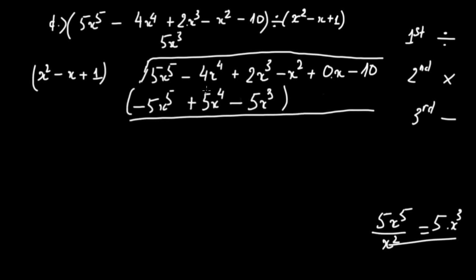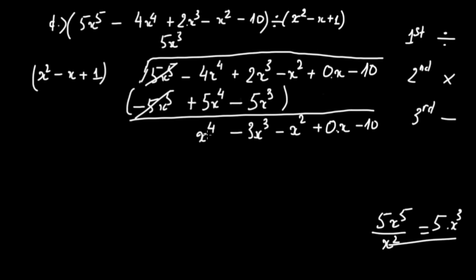Now we add two expressions together. 5x to the fifth, you can cancel with this one. And 5x to the fourth minus 4x to the fourth, you got 1x to the fourth. You put it here. 2x to the third minus 5x to the third, you have minus 3x to the third. And you put everything down. Minus x squared plus 0x minus 10 down.